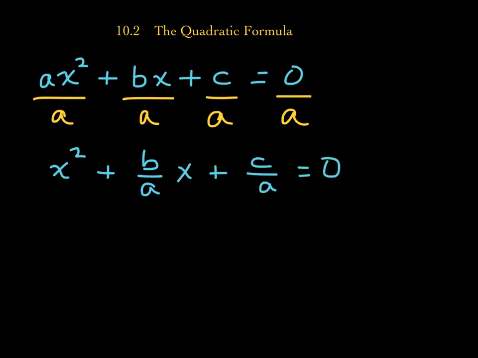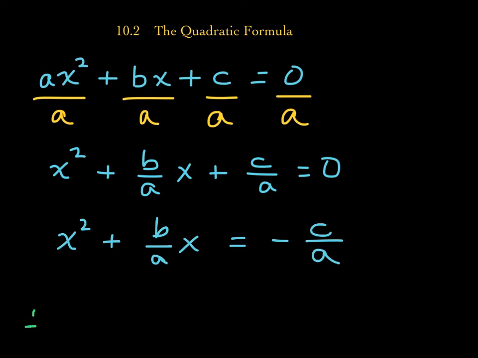Now, I know there's a lot of letters on the board, but the only variable is x. X is the variable. B over a just represents a number. C over a represents a number. Now that the leading coefficient is 1, we need this constant term to go to the other side. And we can do that using subtraction. So we're going to subtract c over a from both sides, and that'll give you negative c over a on the right. Now we're ready to complete the square.